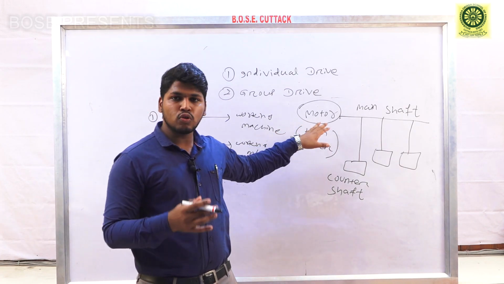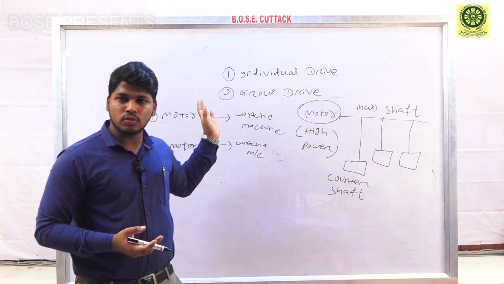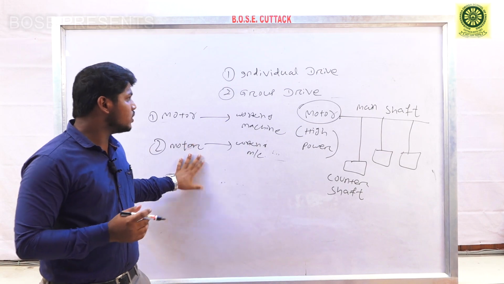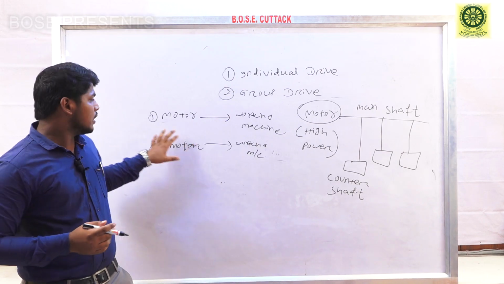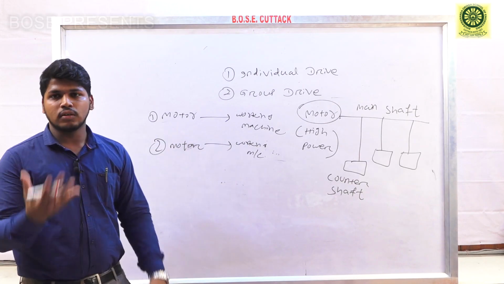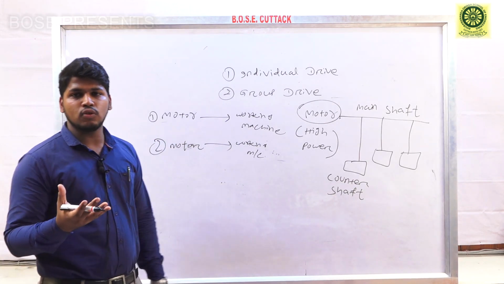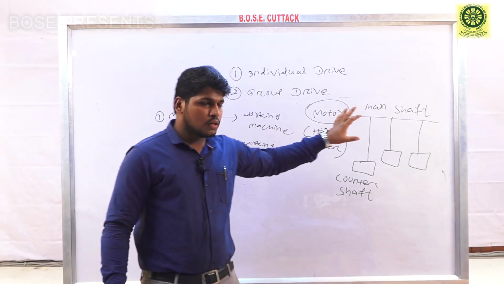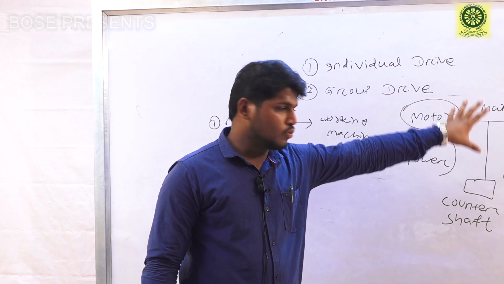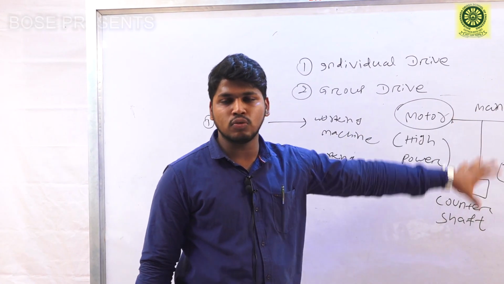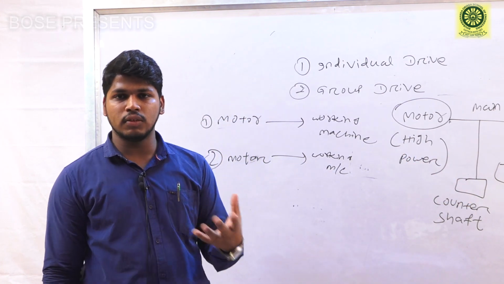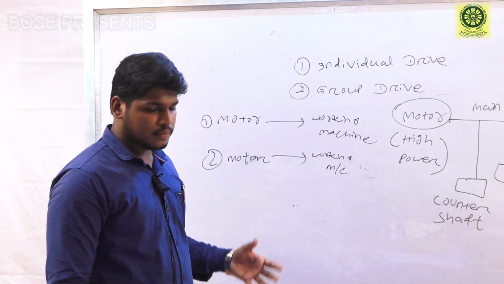So the power loss will be more in case of group drive as compared to the individual drive. But the only disadvantage of individual drive is that, as there is a single motor for a single work, the cost of the machine will be more as compared to the group drive. But in case of group drive, as a single motor is connected to a group of works, the cost is less as compared to individual drive. Okay.